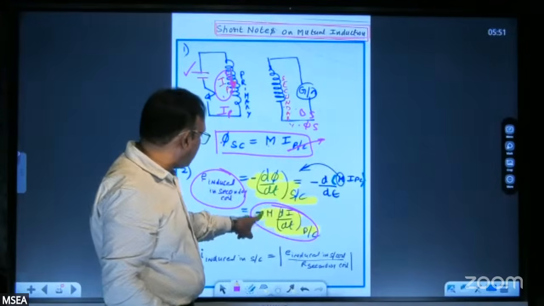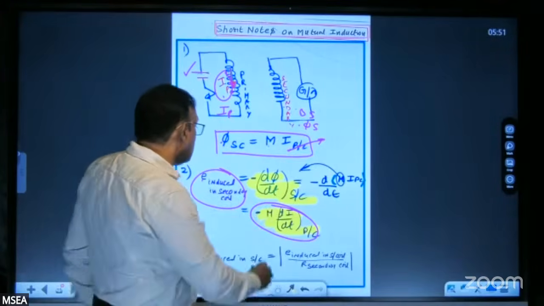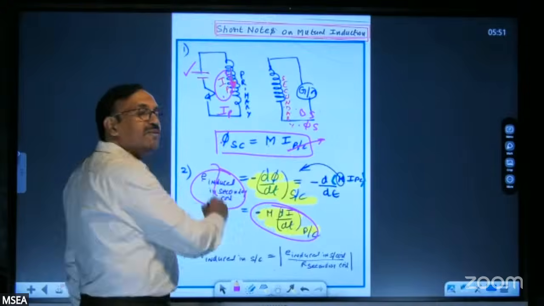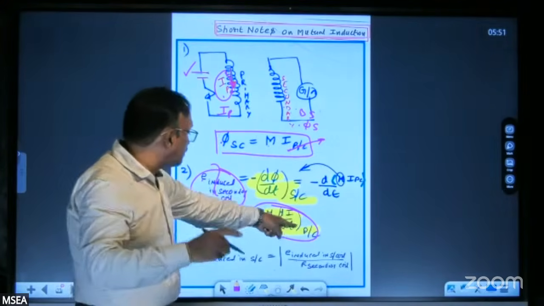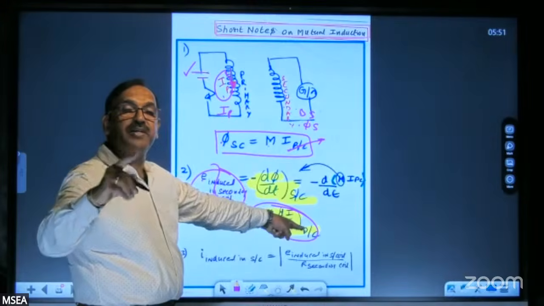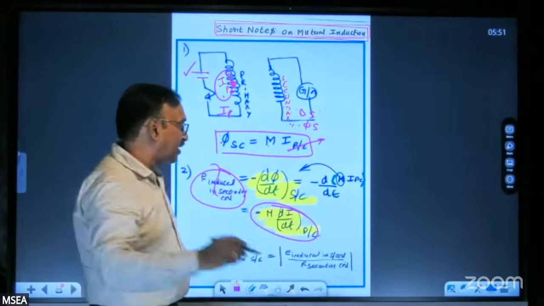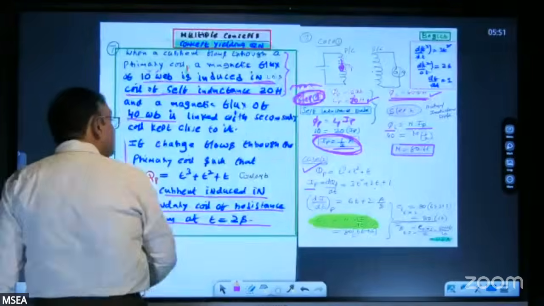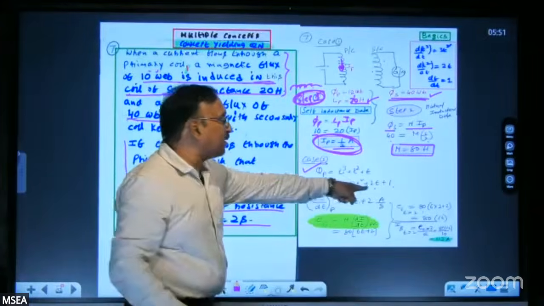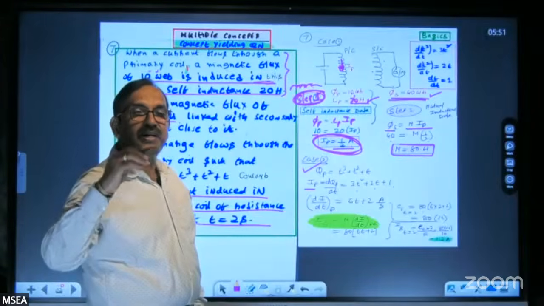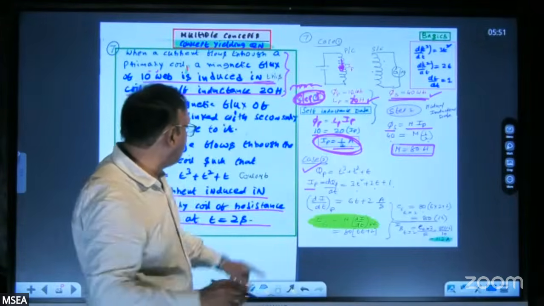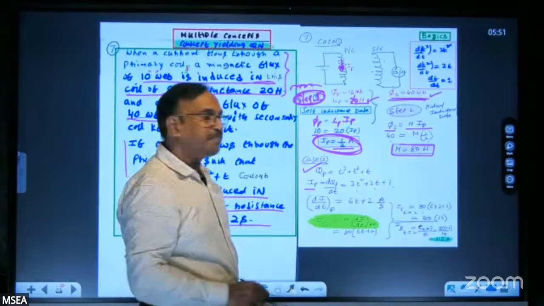EMF developed in the secondary coil is minus M di by dt. So, in order to calculate the EMF developed in the secondary coil, you have to know di by dt through the primary coil, that means the rate of change of current through the primary coil. So, after calculating the current in the primary coil, the next step is to calculate the rate of change of current through the primary coil, di by dt.